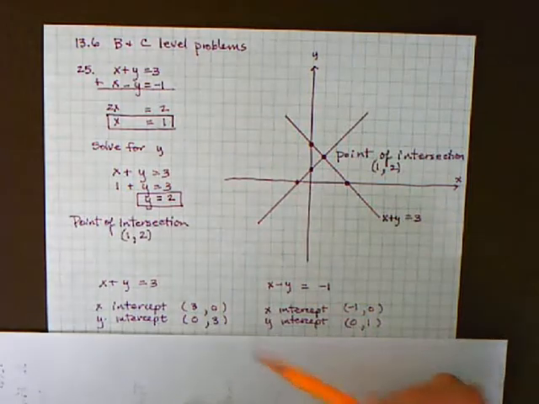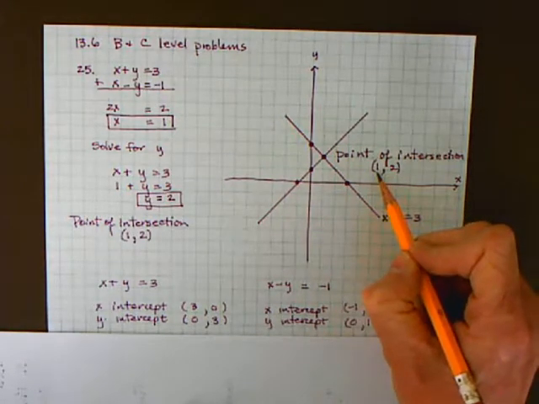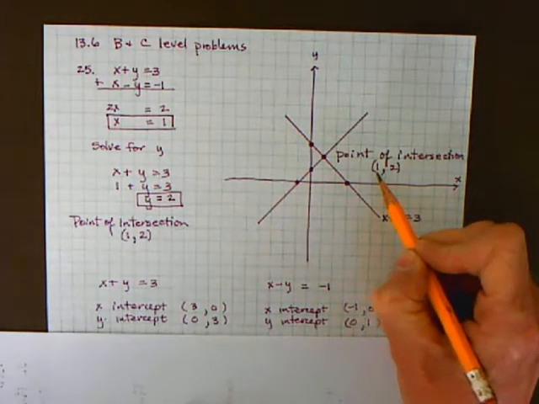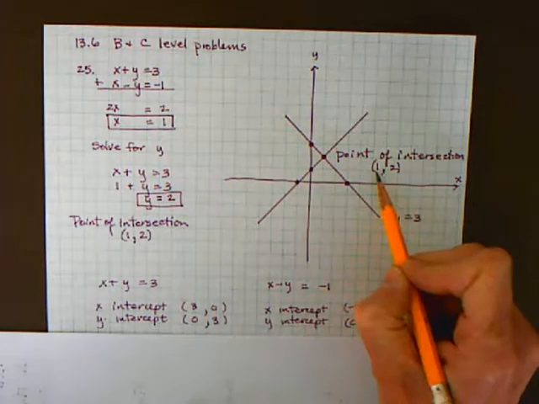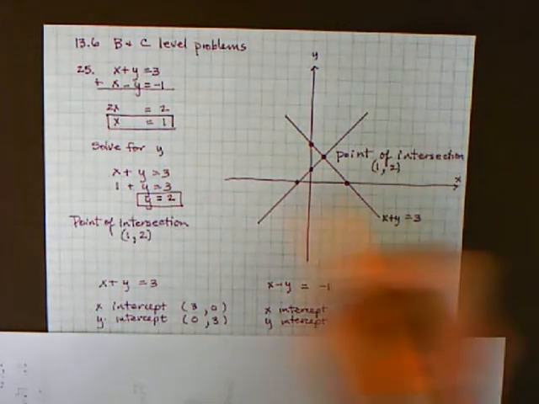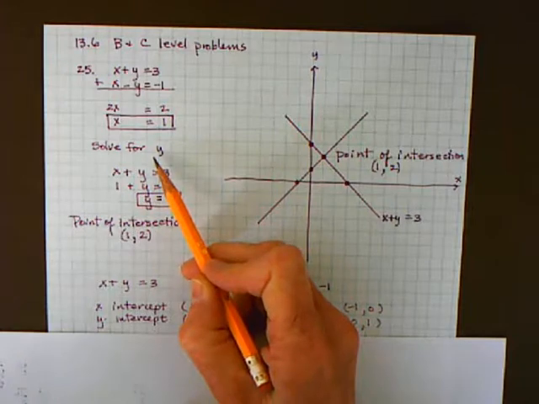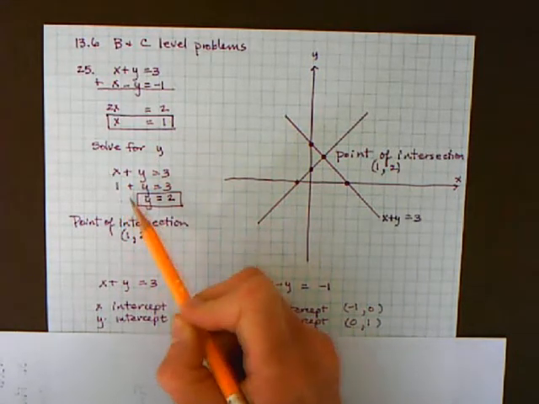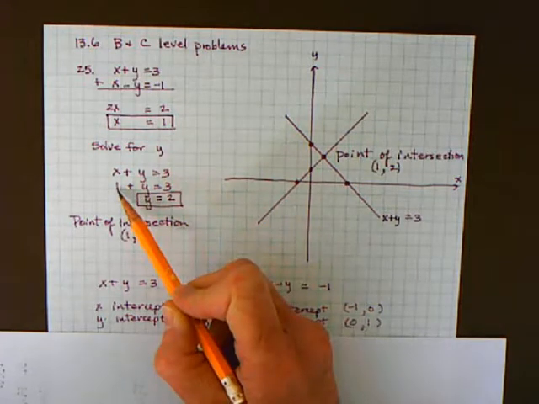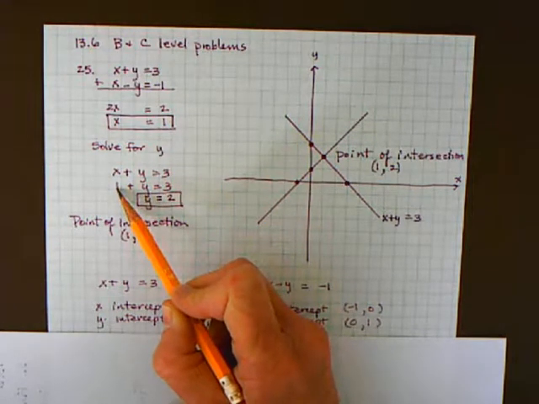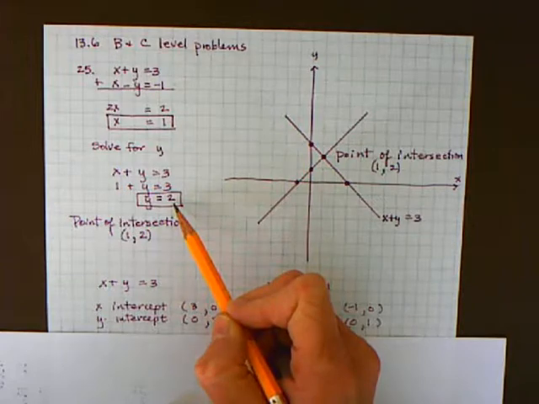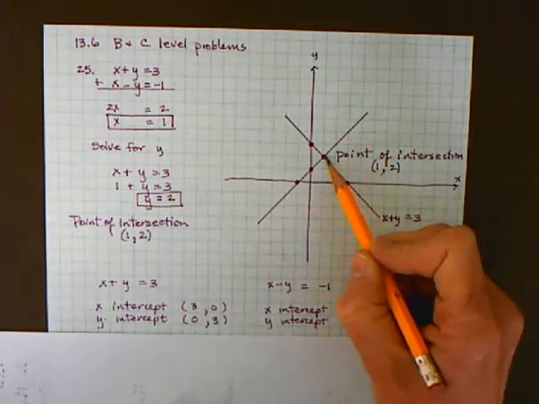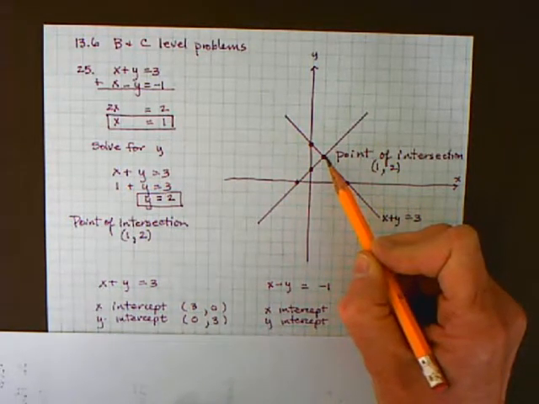So that is the x-coordinate of the point of intersection right there. You can see it here. All right, and then now I have to solve for y. So I'm taking this first equation, x plus y equals 3, and I'm substituting in for x equals 1. So I get 1 plus y equals 3, and so y is 2. So the point of intersection of the two lines is 1, 2.